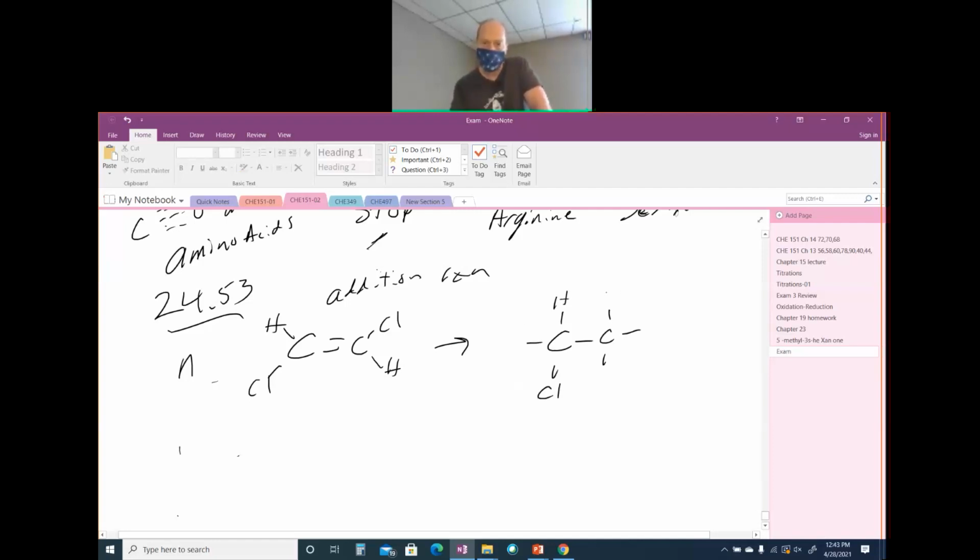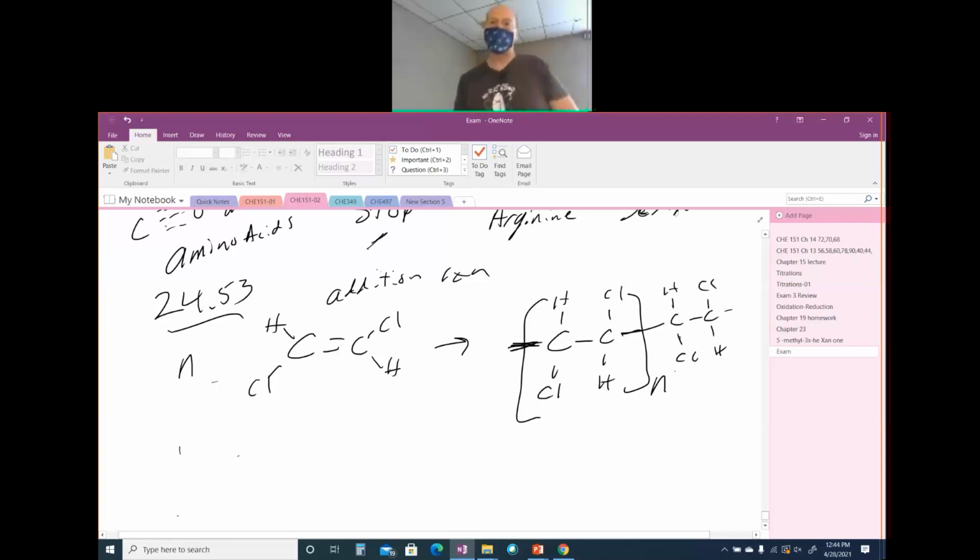Carbon has to have 4 bonds. And so the extra bond when you break the double bond is going to be the polymer, so it just keeps going. So the next C is HCl, then ClH, and it keeps going and going and going. You keep repeating that same monomer. So this is the monomer, and this is the polymer.